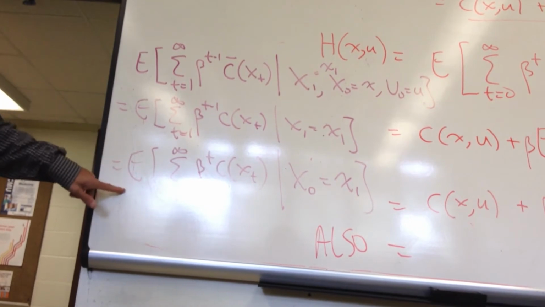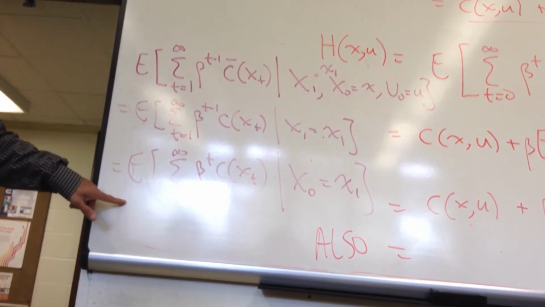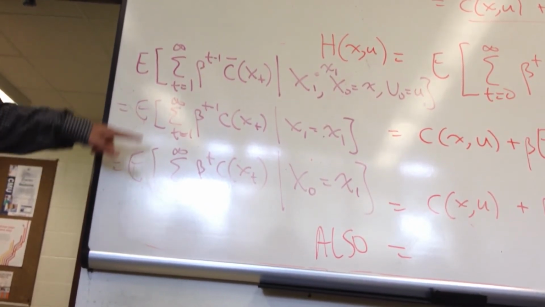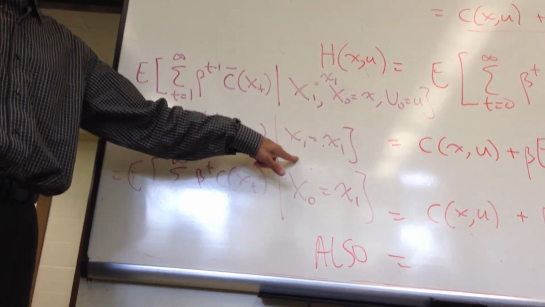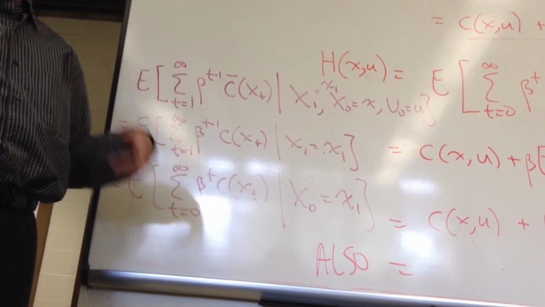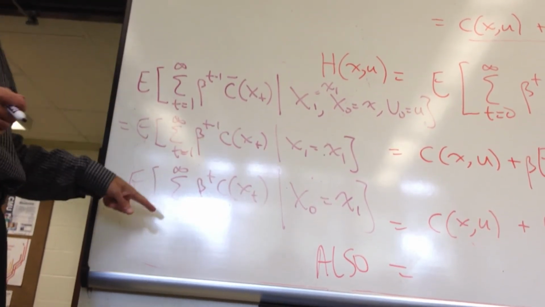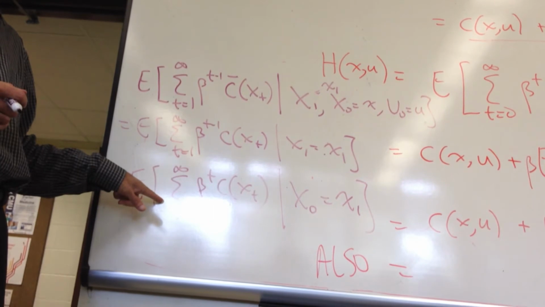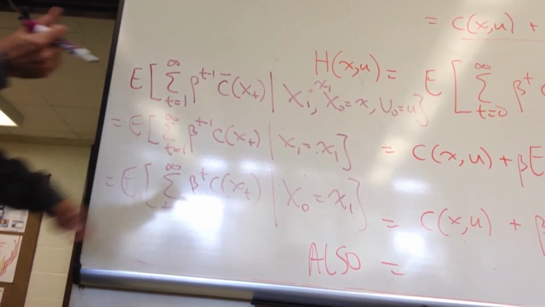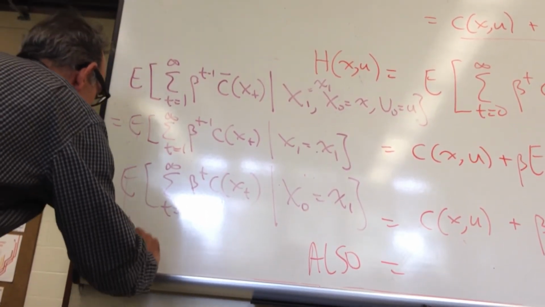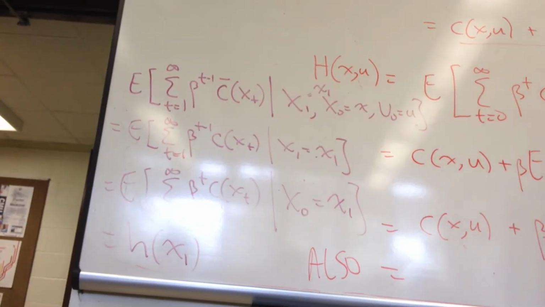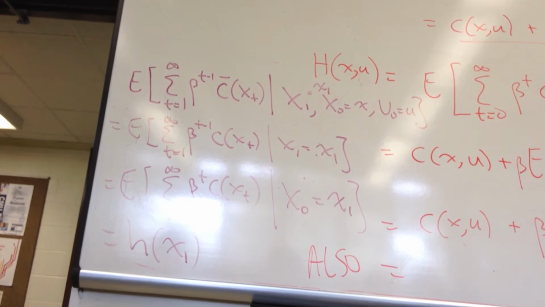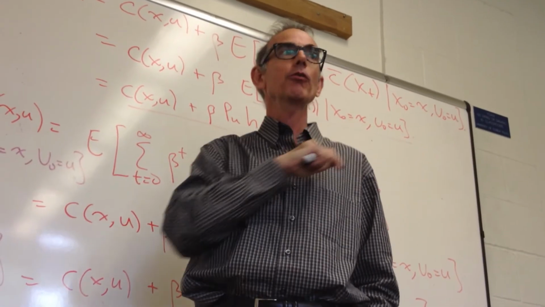Think about it physically. I'm starting at x1, and I'm looking at time going from 1 to infinity. Well, let's redefine 1 to be 0. That's what I've done here. I'm just redefining my time indices, and that's exactly equal to h of x1. So that's all I've done here. I've actually stuck in a conditioning with respect to x1 as well.